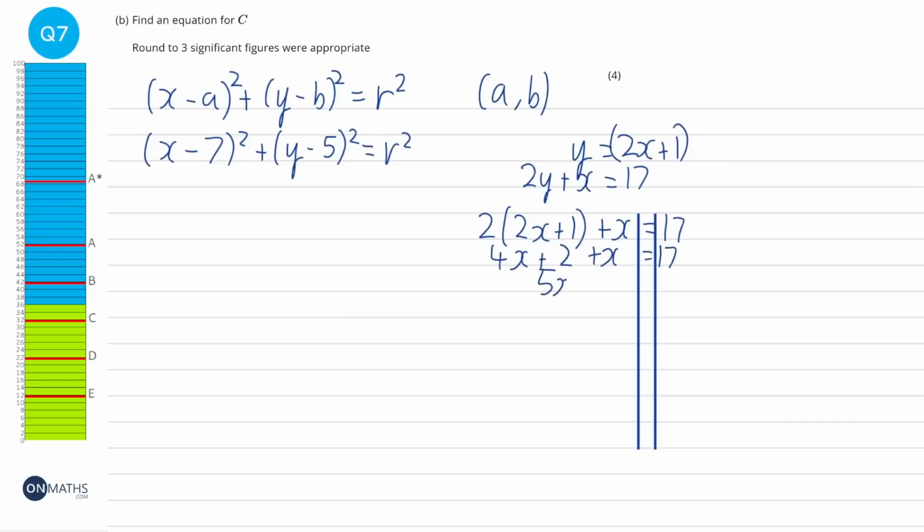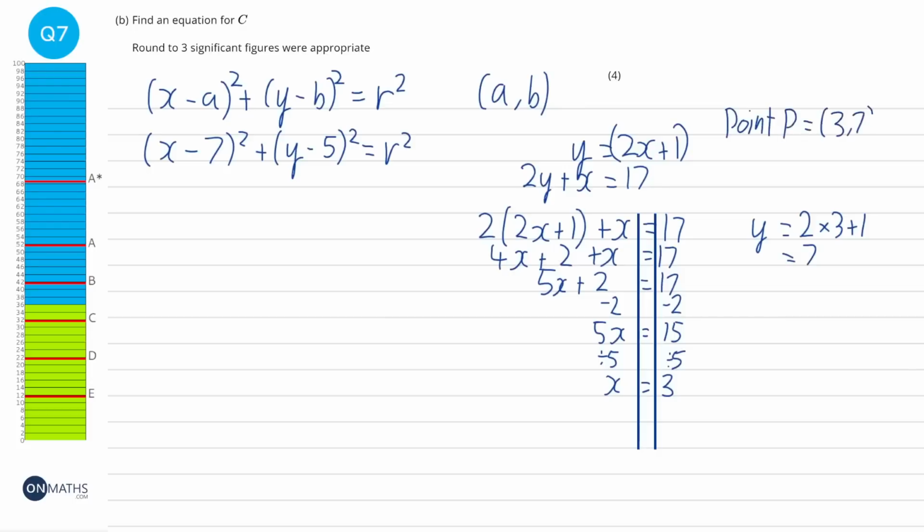Add the x's. Take away 2 both sides. And then divide by 5 both sides. So x is 3. What I can then do is substitute x equals 3 into this first equation. You could do it into either. So it's y equals 2 times 3 plus 1. So that would be 6 plus 1, which is 7. So we know that point P is going to have the coordinates 3, 7.